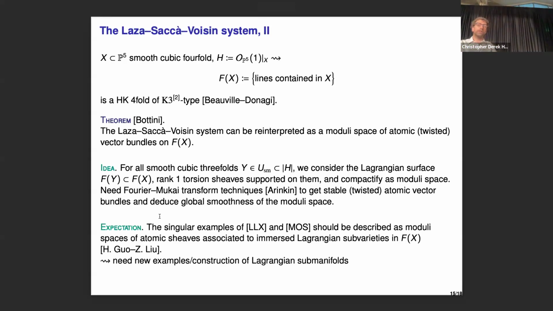And the expectation, as I was trying to say before, I think I'm close to being, okay, it's fine, I must finish. The expectation is that you should find some interesting Lagrangian. And even for the two singular examples that we saw before, it is still not known yet, but there is a result by Guo and Liu that says that, at least birationally, they are birational to a moduli space of atomic sheaves as well.